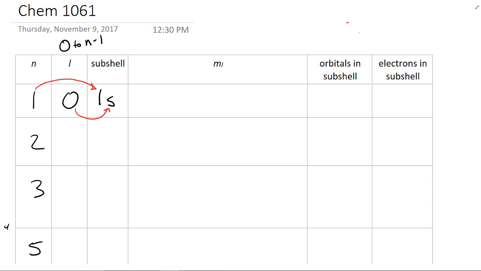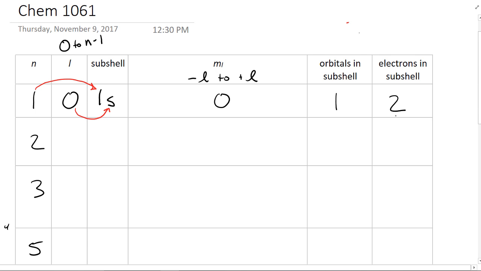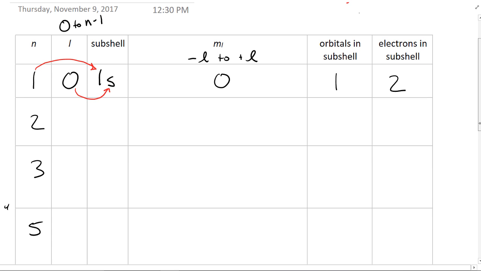Now, M sub L can go anywhere from negative L up to positive L, which means M sub L in this case can only have a value of 0. If it can only have a value of 0, that means only one value is present, which means it has one orbital. And because it only has one orbital, that orbital will hold up to 2 electrons. So the subshell will hold 2 electrons altogether.